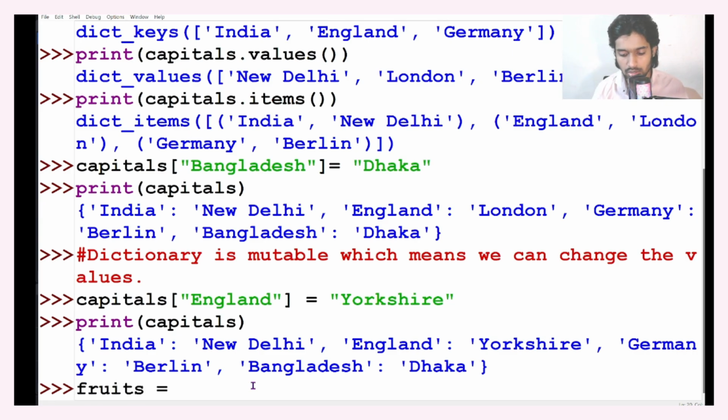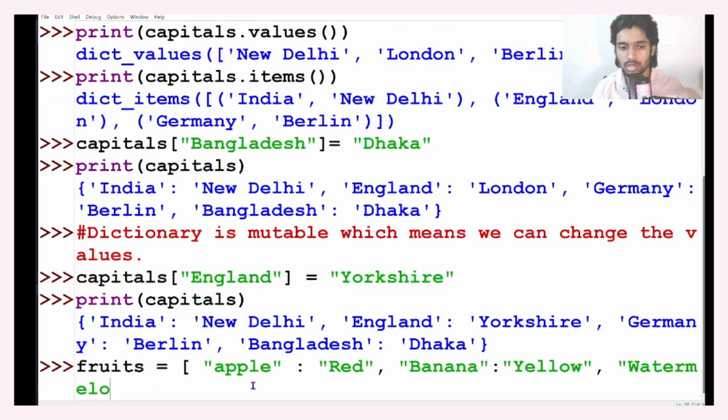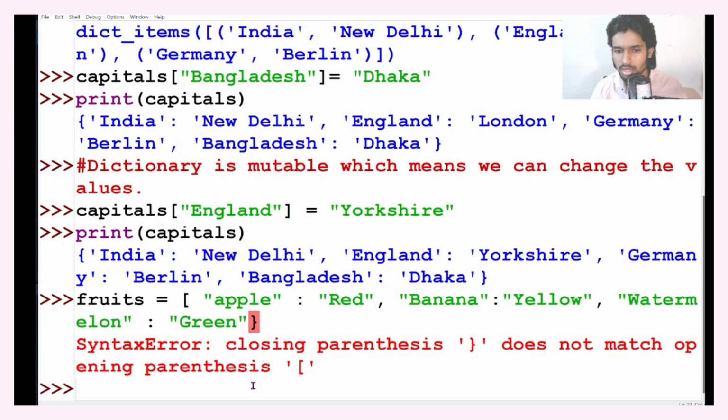So fruits, let's take apple, and I want to store its color here, red. Then banana, yellow. What else? I forgot all the fruit names as well. Okay, watermelon, I think watermelon is green, I guess. Okay, syntax error, what happened?